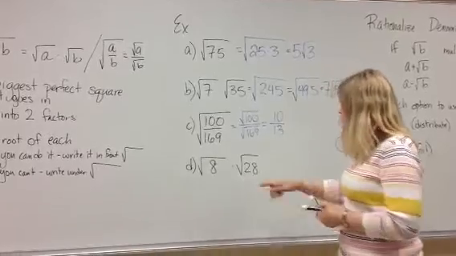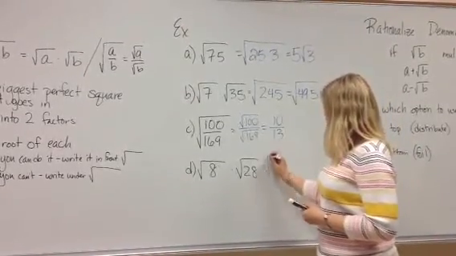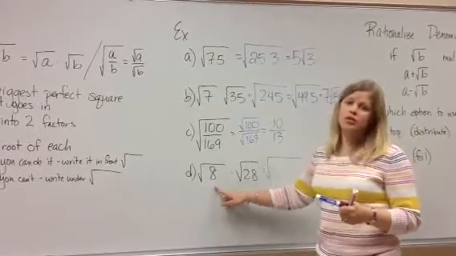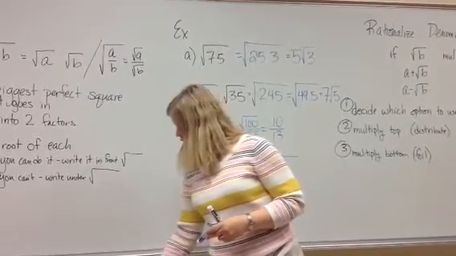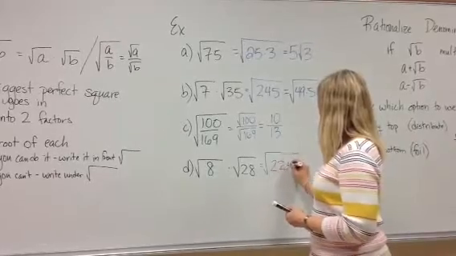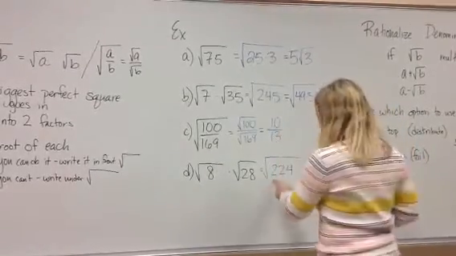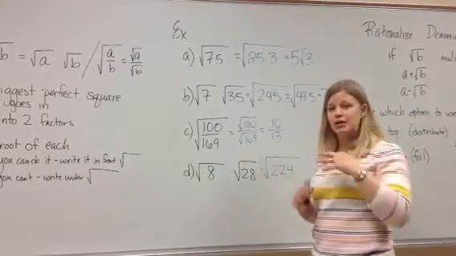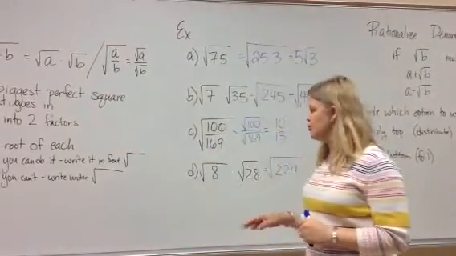Now, let's look at this last one. 8 times 28. Now, some of you are going to go, ooh, 4 goes in there, 4 goes in there. Let's not automatically jump to that. Let's go ahead and do the 8 times 28, which is 224. And you really want to find the biggest. You could find 4 and figure out what goes in there, but it's going to add more steps. So let's go through, now 224.